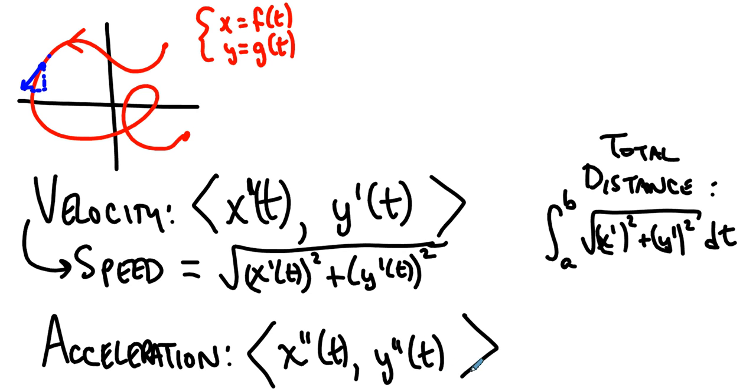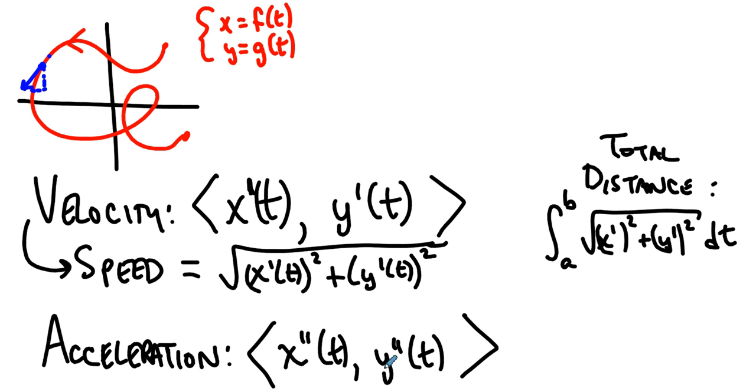Why? What do vectors allow us to do? Vectors allow us to break motion up into a horizontal component and a vertical component. So when we look at acceleration, we're looking at how is the horizontal velocity changing? How is the vertical velocity changing? And we can consider those separately because vectors allow us to break motion down into a horizontal component and a vertical component. We can treat them differently.